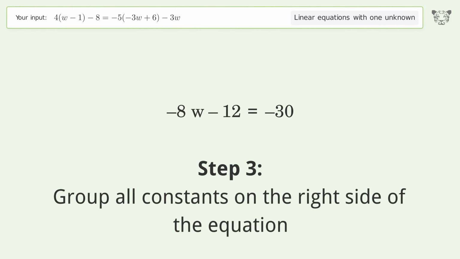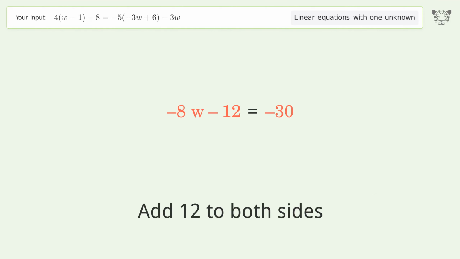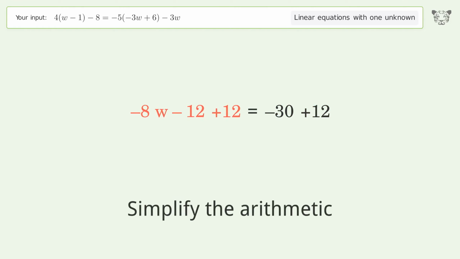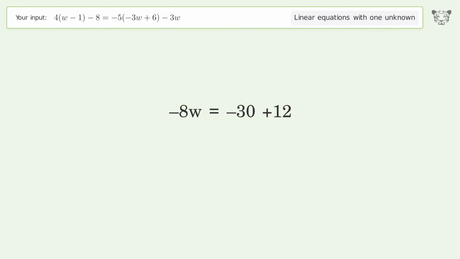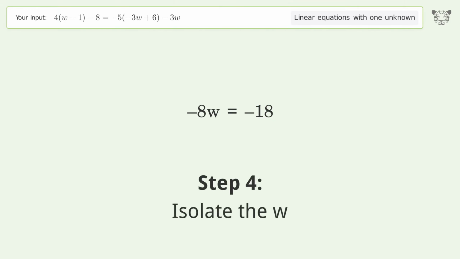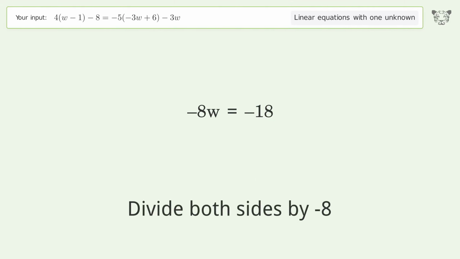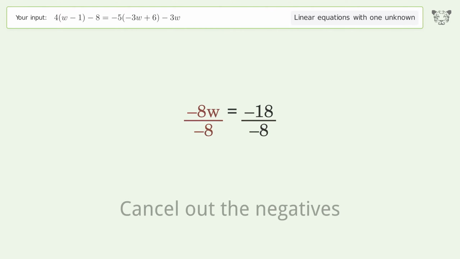Group all constants on the right side of the equation. Add 12 to both sides. Simplify the arithmetic. Isolate the w. Divide both sides by -8. Cancel out the negatives.